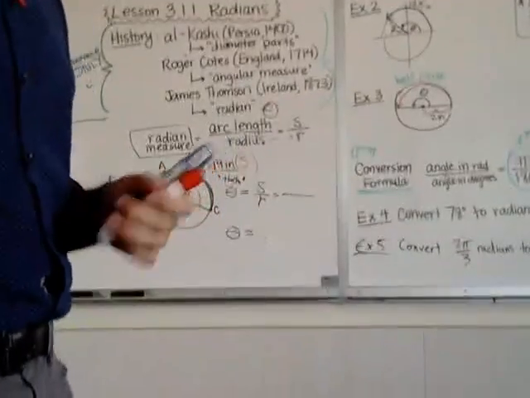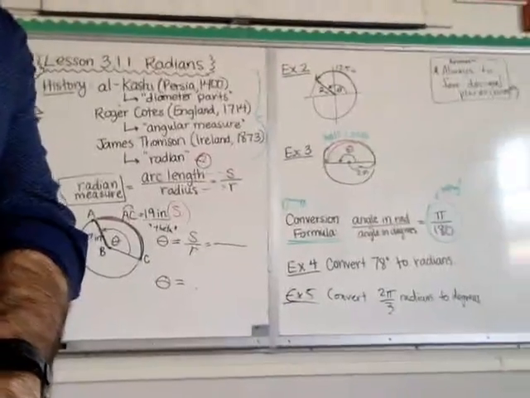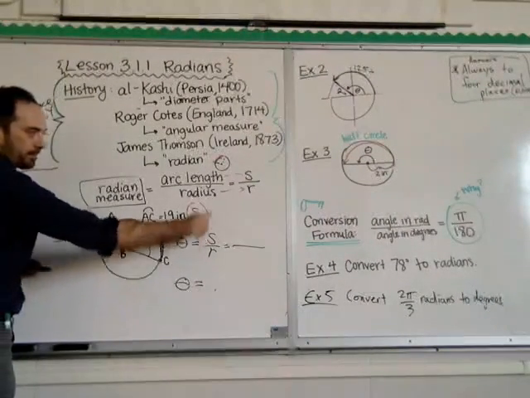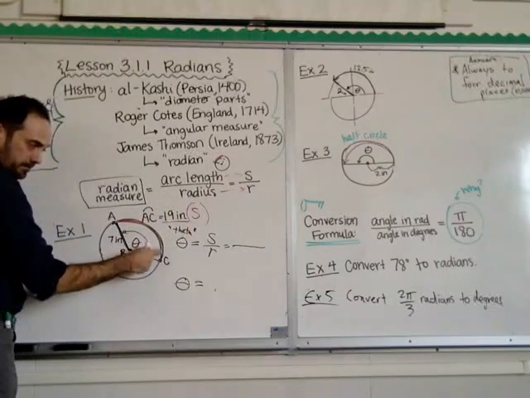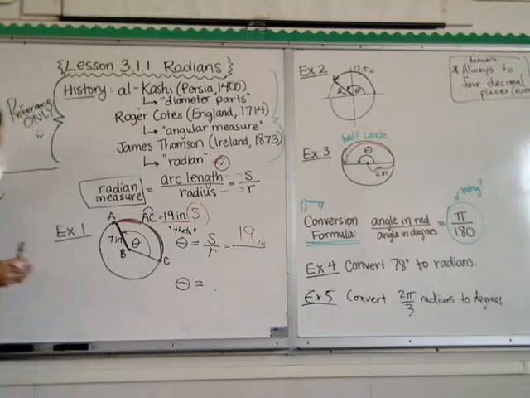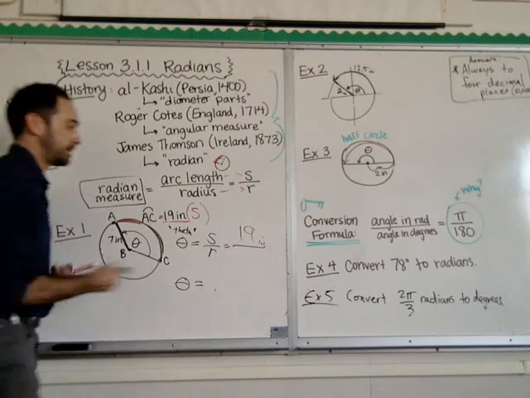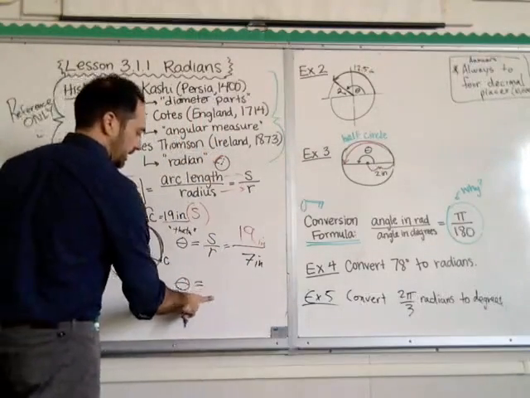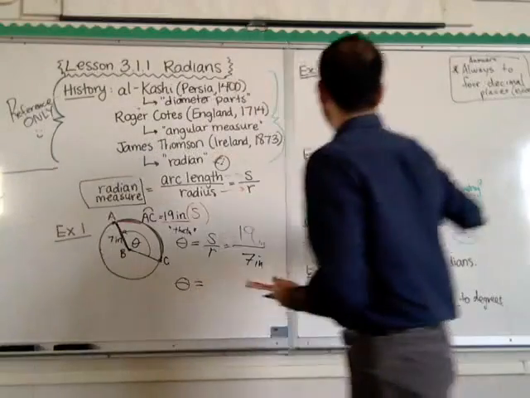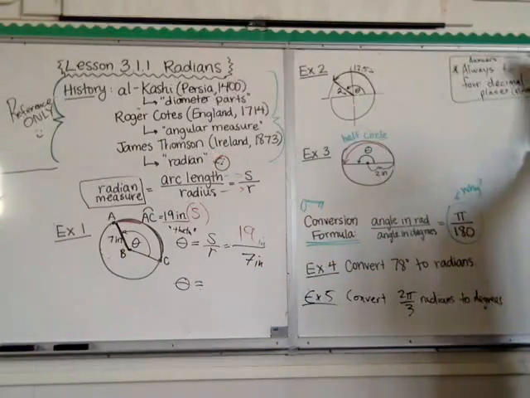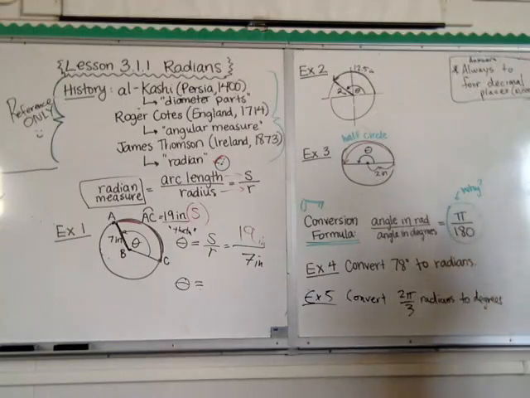If you're confused, no worries. Let's look a little closer. What am I going to put in for my S value? My arc length S value is 19 inches. What is my radius for this circle? 7 inches. So we divide those numbers. I always want you to get all the way to the 10,000th place, which is 4 decimal places. That's going to allow us to be as accurate as we can.